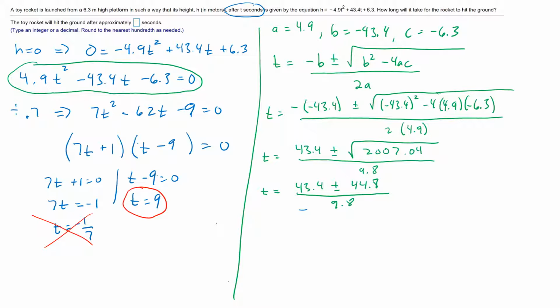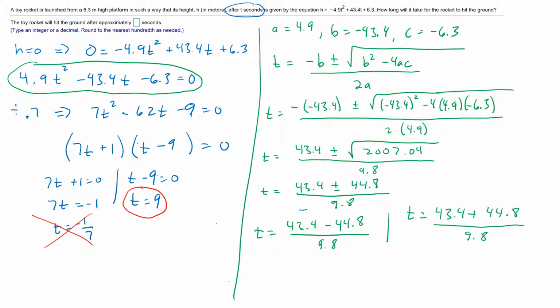Okay, here's where we can break up the plus and minus. So we have t equals 43.4 minus 44.8 over 9.8. And we also have t equals 43.4 plus 44.8 over 9.8. Now on the left, 43.4 minus 44.8 would come out negative. So this is the extraneous solution. That would end up giving us the negative 1/7. But on the right-hand side, if we take 43.4 and add 44.8 and divide that by 9.8, we'll come out with the answer 9. And so once again, 9 is the answer.